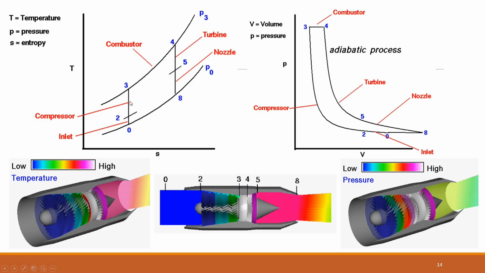The compressor then does work on the air, increasing both its pressure and temperature from station 2 to station 3, which is the compressor exit. In the ideal case, this isentropic compression appears as a vertical line on the TS diagram. In reality, some inefficiencies cause entropy to increase slightly, so the process line leans to the right.